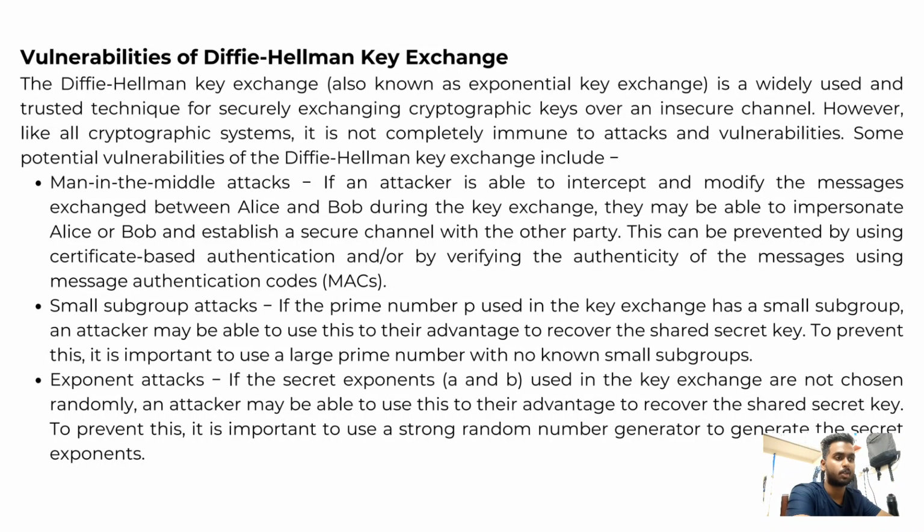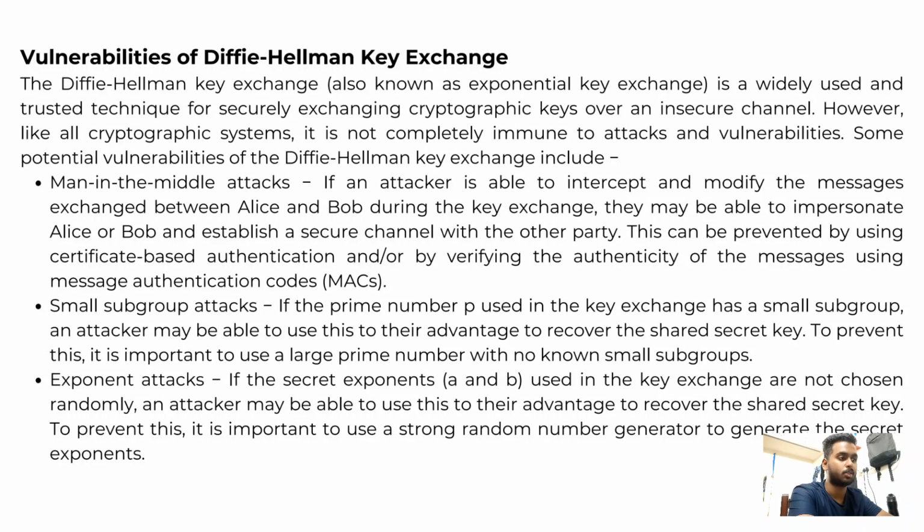Some potential vulnerabilities of the Diffie-Hellman key exchange include the man-in-the-middle attack. An attacker is able to intercept and modify the message exchange between Alice and Bob during the key exchange. They may be able to impersonate Alice or Bob and establish a secure channel with the other party. This can be prevented by using certificate-based authentication and/or by verifying the authenticity of the messages using message authentication codes, MACs. Small subgroup attacks.